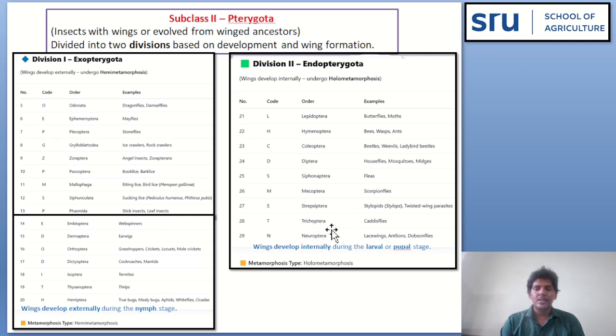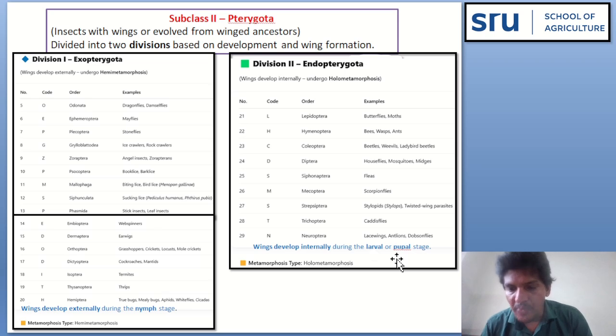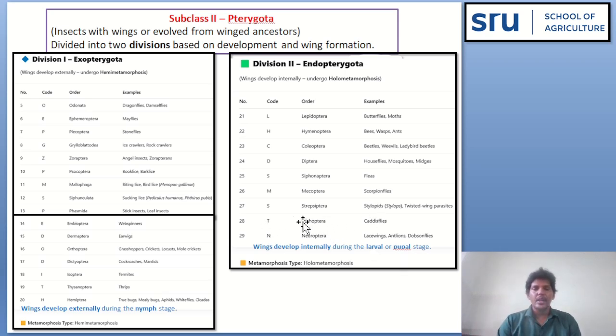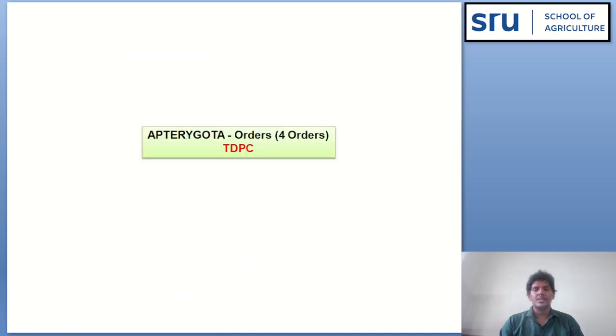T means Trichoptera, example is caddisflies. N means Neuroptera, example is lacewings, antlions, and dobsonflies. In Endopterygota, wings develop internally during their larval stage. In Exopterygota, wings develop externally during their nymphal stage. In the coming slides, we will see each order with their meanings and examples along with the images.